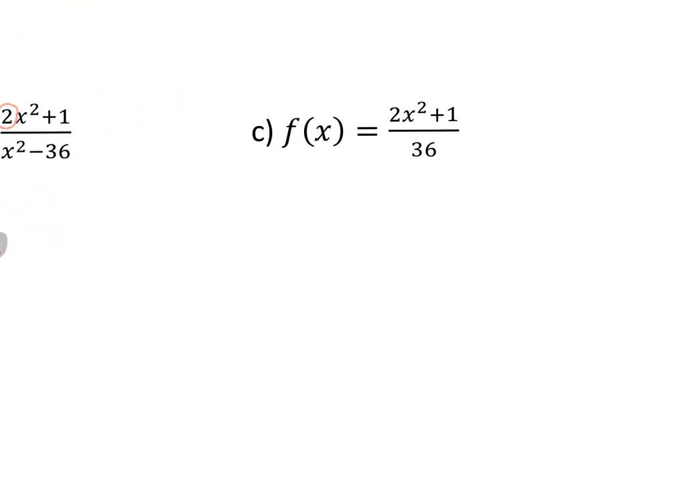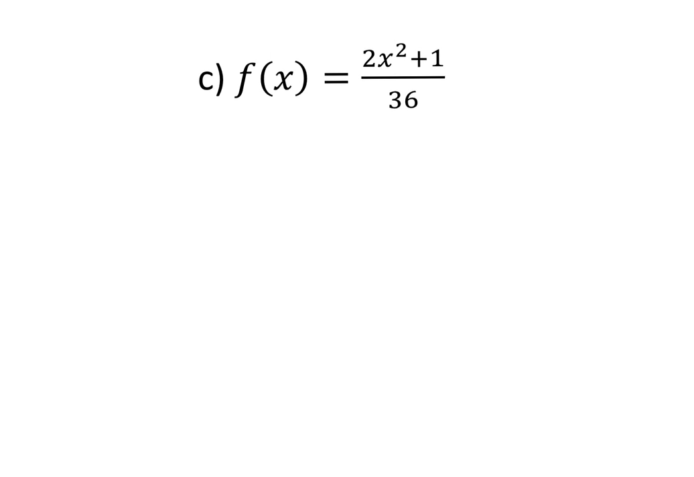Then go to C. Highest exponent in the top? 2. Highest exponent in the bottom? Is there an x there? No. So it would be 0, right? If there was an x here, it would be to the 0. What's the relationship there? It's bigger this time, which means no horizontal asymptote.